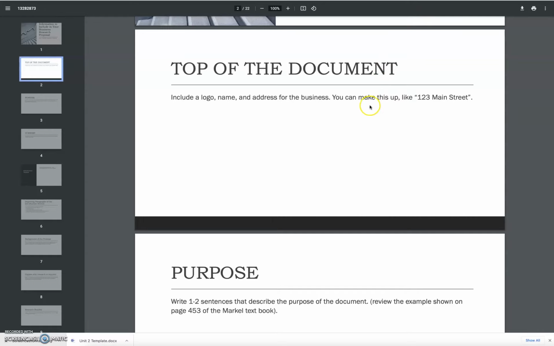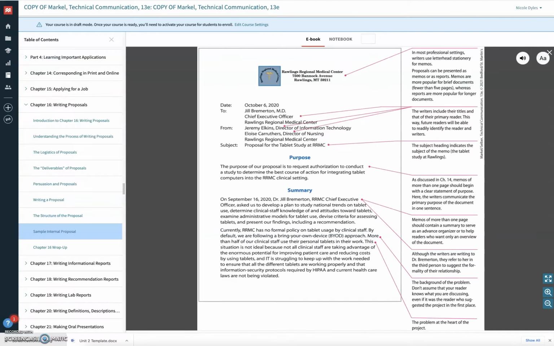So at the beginning of your document, and this is shown in the template that I have already provided to you, you can include a little logo and the name of a business. You can make up a name of a business. You can make up the address. It's totally fine. But basically include something at the top to make the proposal look like a business document, make it look professional. And then, of course, you'll add your date, to, from, and subject.